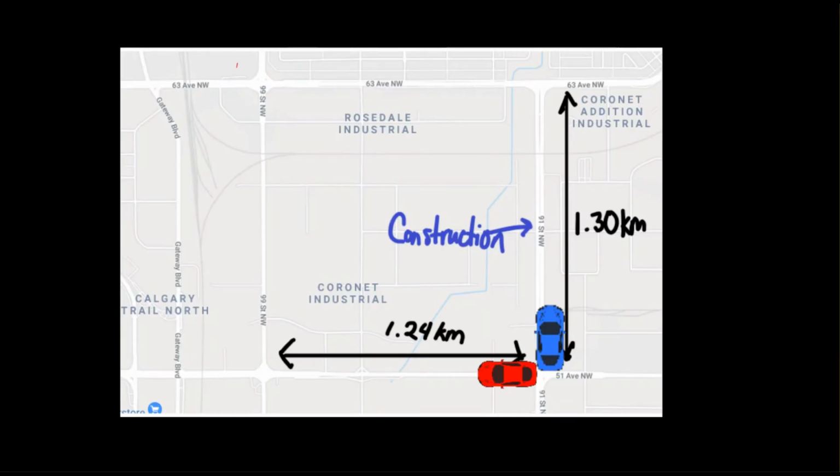So when we were watching that video, the blue car went straight from here all the way to there. It didn't do multiple movements, it just did one movement, right? It went straight from here to there. Its distance and its displacement are the same thing, okay? It went 1.3 kilometers.